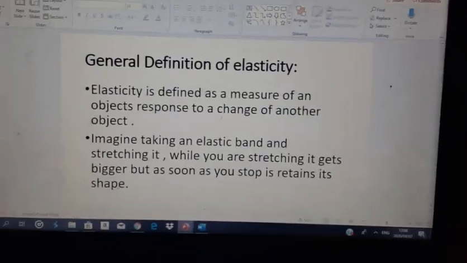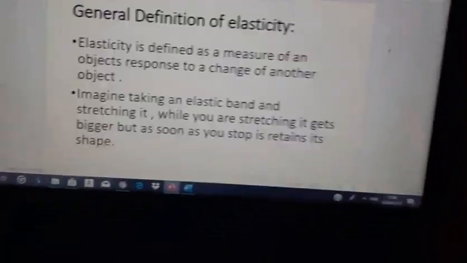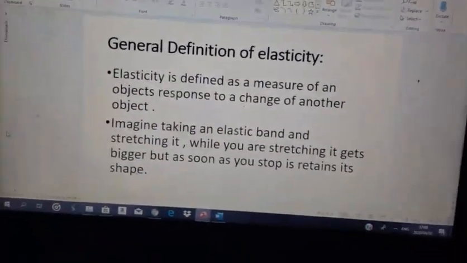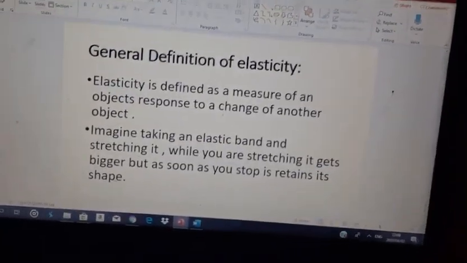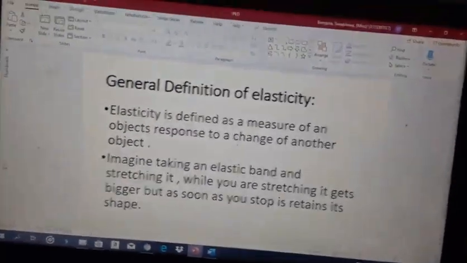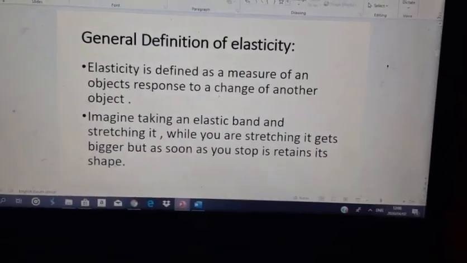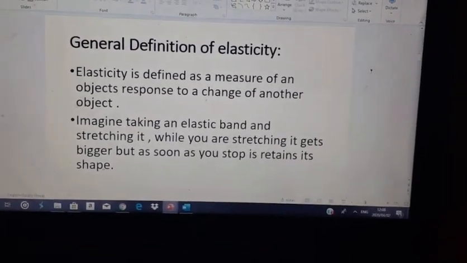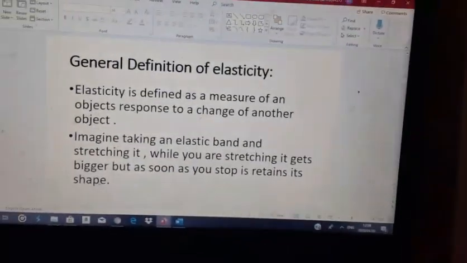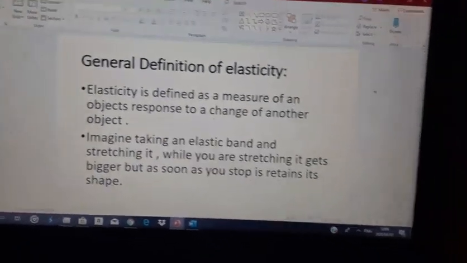We have a general definition of what is elasticity, ne? And we also have an economical definition of what is elasticity. I think for us to understand elasticity in economics, it's very important that we start by looking at the general definition of elasticity. Well, elasticity is defined as a measure of an object's response to a change of another object. Ne? So which means that you have 2 objects and you want to check the response of one object to a change in another object.